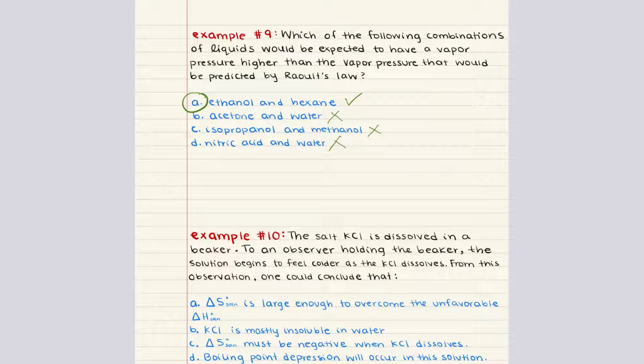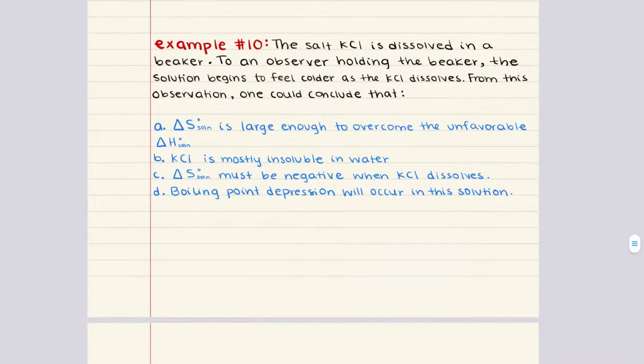Between our analysis of all 4 of these options, ethanol and hexane are going to exhibit weaker interactions between each other compared to their pure states. This is going to lead to a positive deviation and a higher vapor pressure than predicted by Raoult's law. So the correct answer for problem 9 is going to be A. Let's go ahead and move into problem 10.